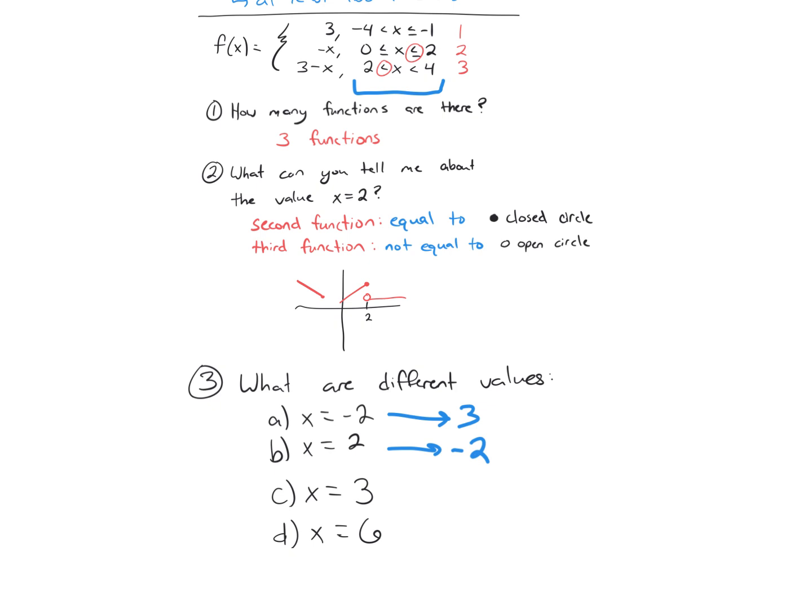Looking at C, x equals 3. Is it in the first function? Second function? Third function? Yes. So if I plug in 3 here, I have 3 minus 3. What's 3 minus 3? 0, yep. And if I write that off to the side, I'm plugging in 3, so that's where I get 0. And the second one I plugged in 2, so I got -2. What about this last one, x equals 6? None, right? 6 is not in any of these functions, so 6 does not have a value.